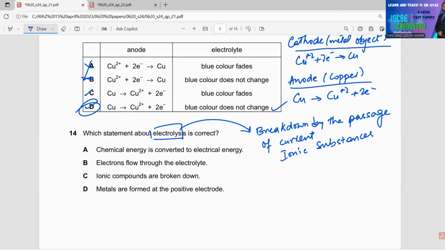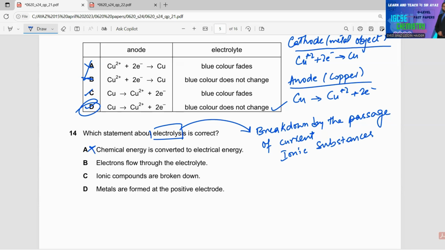So electrolysis is a breakdown of the ionic substance by the passage of current. A, chemical energy is converted to electrical energy. This is incorrect. The reason is that in this, electrical energy is converted into chemical energy because electricity is used to break down the ionic substance.